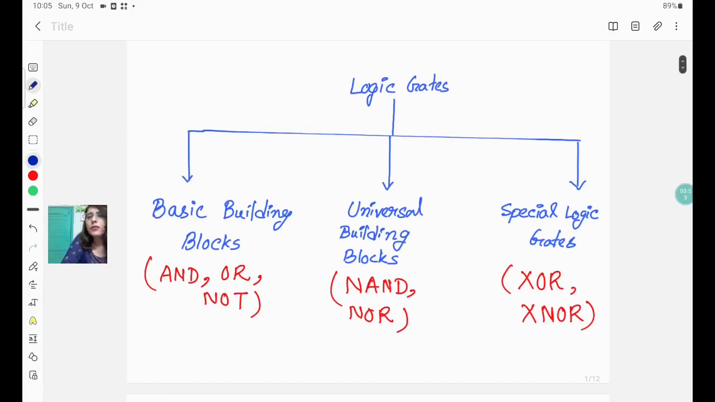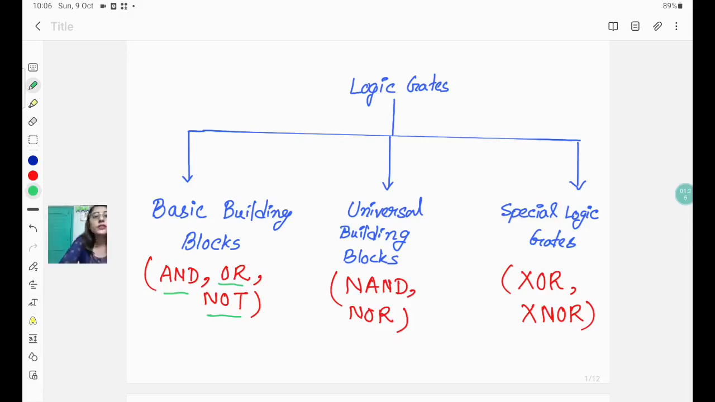We all have heard about the basic logic gates, which are the AND, OR and NOT gates. These three gates are called the basic building blocks. Why is it so? Because they are the basic gates which are used in any electronic circuits. So they are called the basic building blocks.